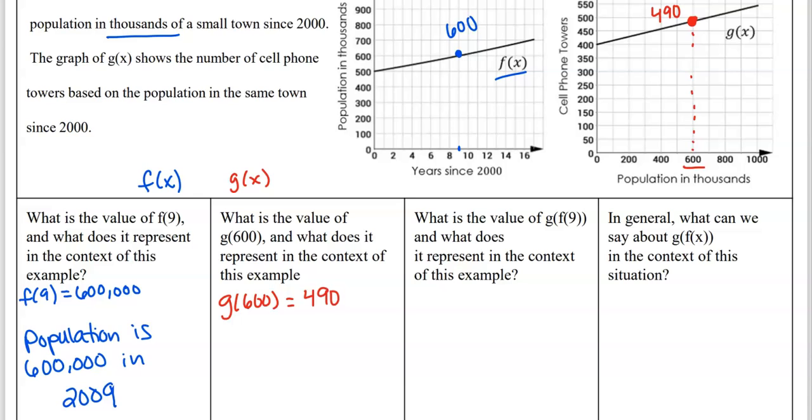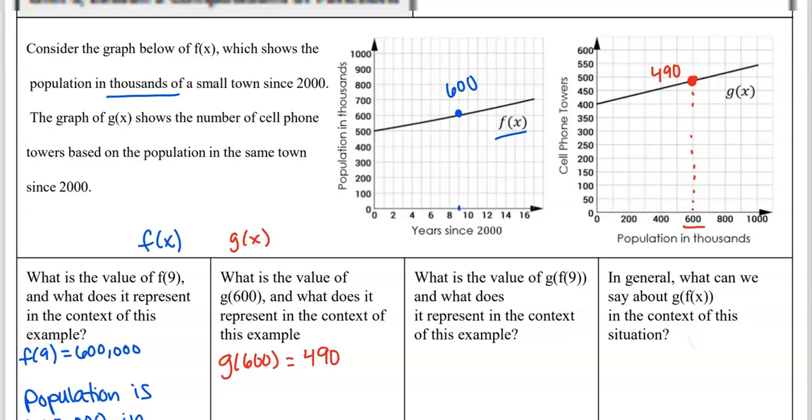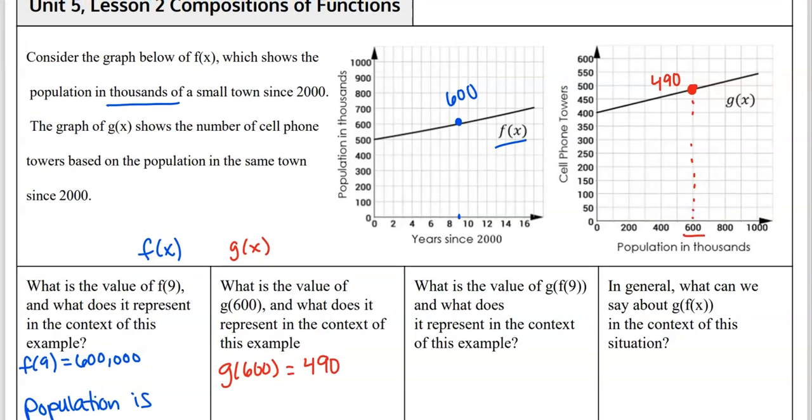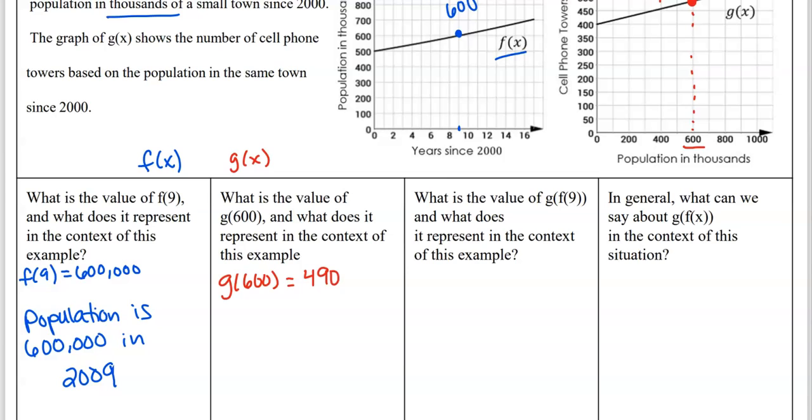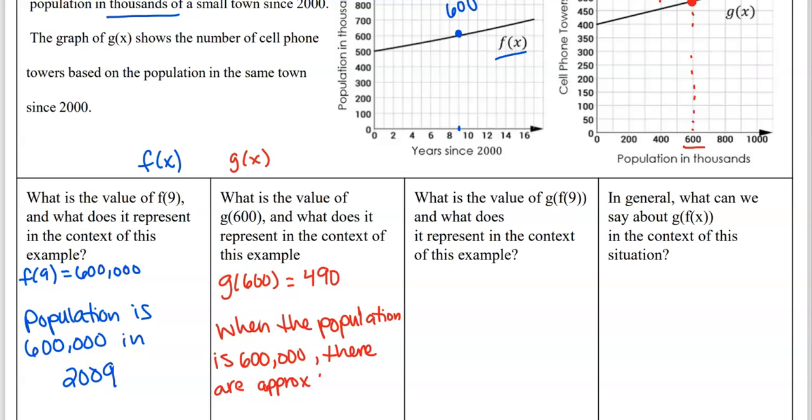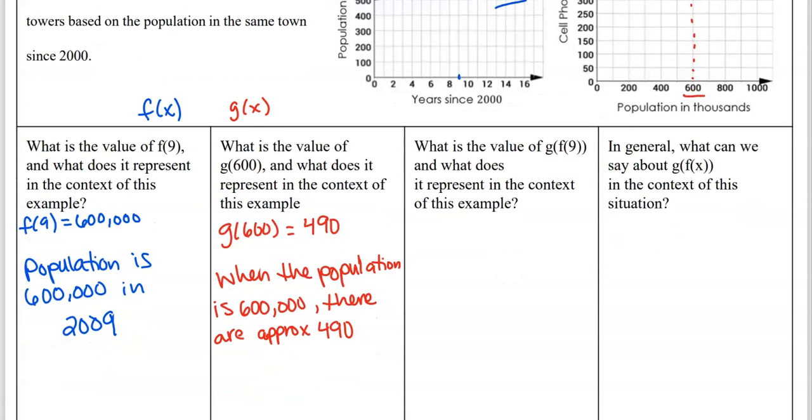Part 2 is interpret. What does that mean? So this graph shows populations in thousands, and then over there it shows cell phone towers. So we need to use those words. So when the population is what? There you go, 600,000. All right, my pen is being real annoying today. There we go. When the population is 600,000, what do we know about the cell phones? There are, I'm going to say approximately, 490 cell phone towers.